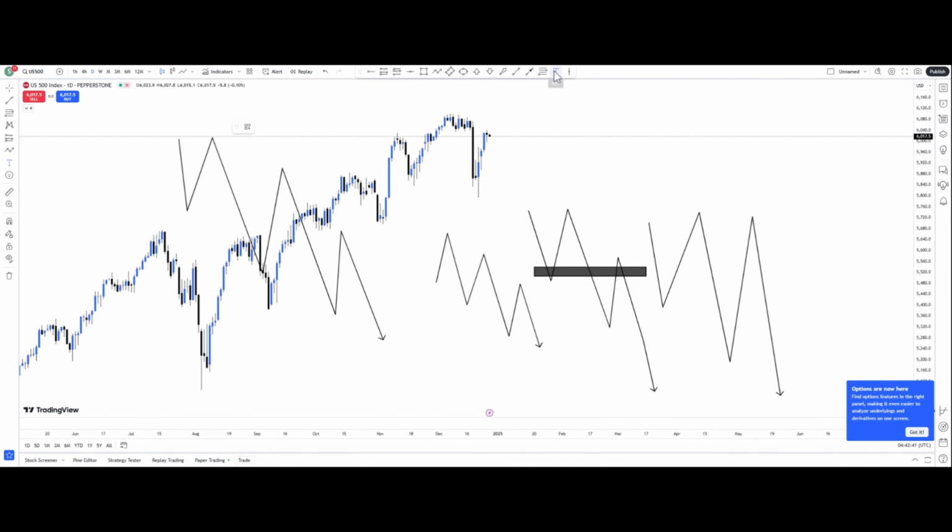So just as we stated, here we take it as a monthly time frame, here we take it as a weekly time frame.